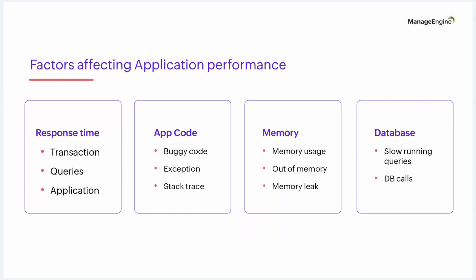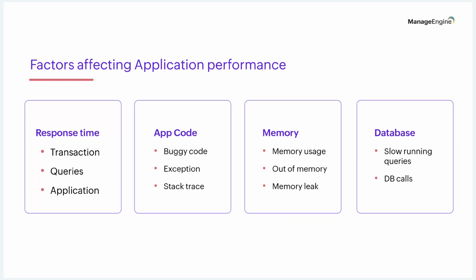Here, several key factors play an important role in determining the performance of an application. The first factor is the response time. When a user performs a transaction in a web application, the request travels through a network and application layer to reach the server. The response is then sent back to the user, and the response time refers to the total time taken from sending the request to receiving the final results.